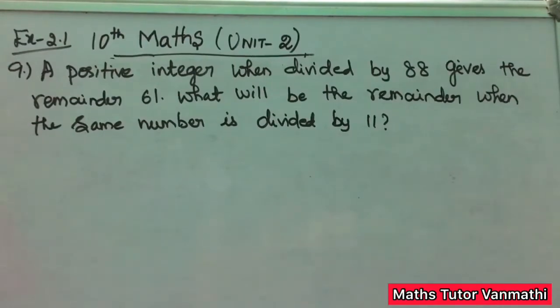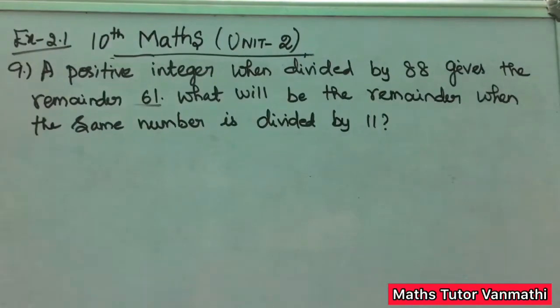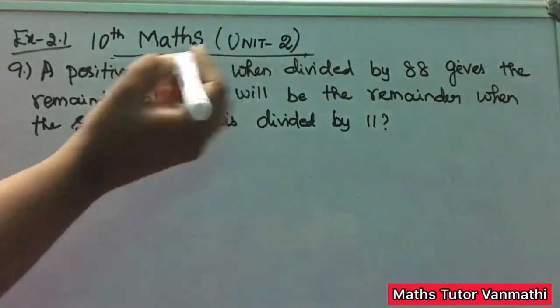Exercise 2.1 ninth problem. A positive integer when divided by 88 gives the remainder 61. What will be the remainder when the same number is divided by 11? Okay, they are taking one positive integer, and when dividing the positive integer by 88 it gives the remainder 61, and they are asking what will be the remainder of the same number when divided by 11.